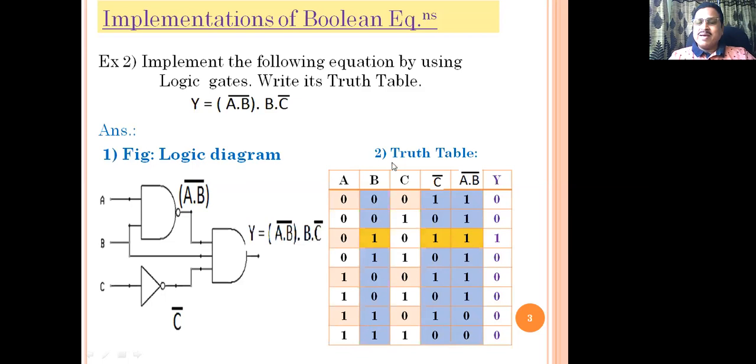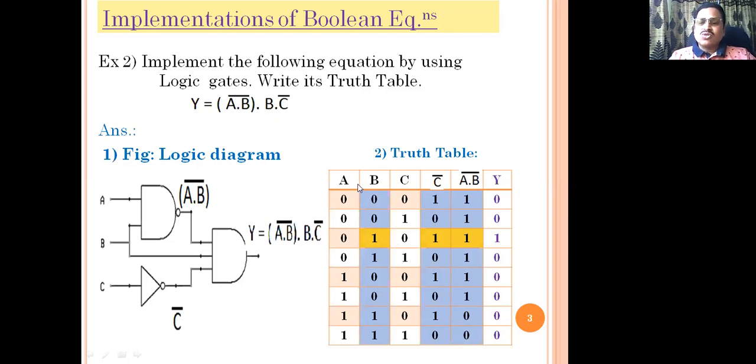Only when ABC are in sequence 0 1 0, output goes 1, otherwise it remains as a 0. Thus, we have got a logic that can be implemented by using a logic diagram, and we obtain the corresponding truth table as well. Now here the truth table should be in complete form. It includes all terms in the equation.